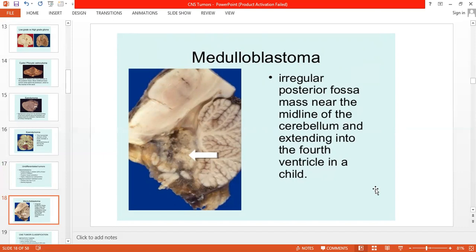Okay, so medulloblastoma arising from the roof of the fourth ventricle, posteriorly the cerebellum, anteriorly the brainstem, eroding everything. Each part is very dirty looking.